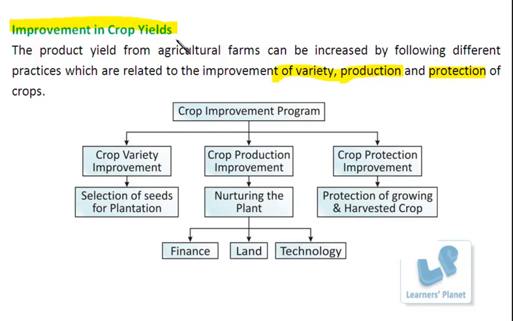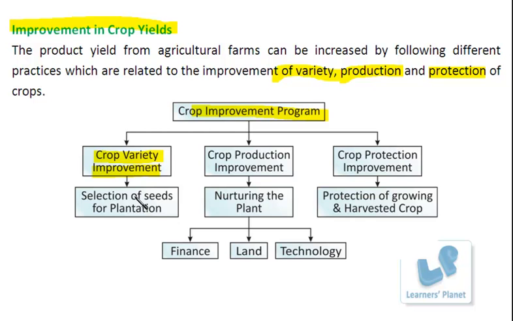So here the improvement is done in three ways, and this crop improvement program includes three parts. There are three levels at which the improvement practices are applied. The first one is crop variety improvement. As I already said, variety is related to the quality of the food material. So how this quality could be improved, that is the point now.